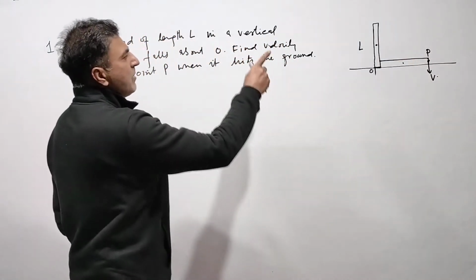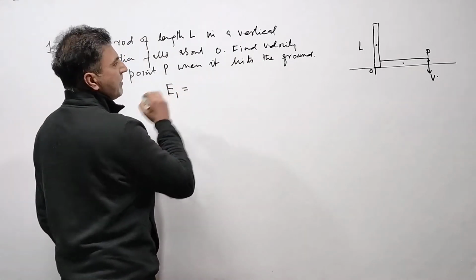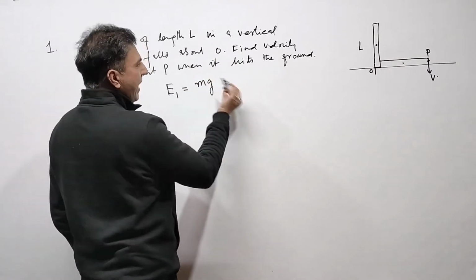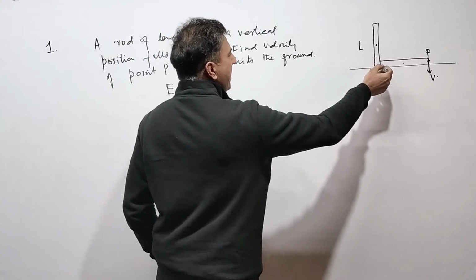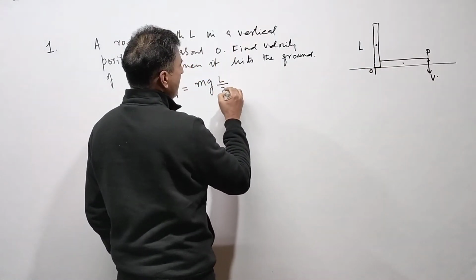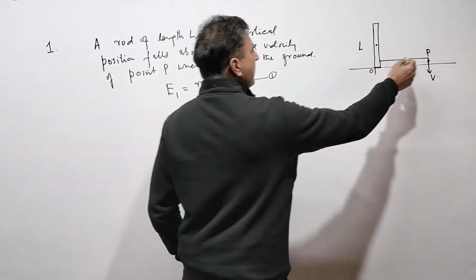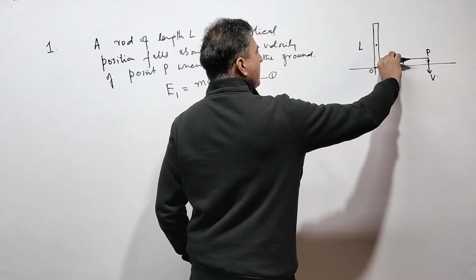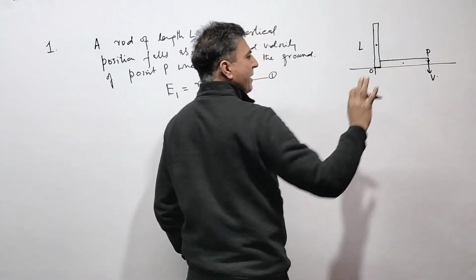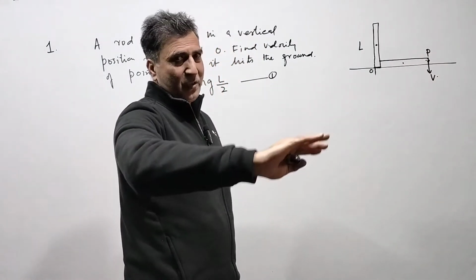So what is the energy when the rod was in the erect position? Energy E1, the initial energy, is mg h. But what is h? It is the position of its center of mass, that is L by 2. First equation. When the rod falls onto the ground, it has pure rotational energy about this point, because when the rod is flat on the ground, the potential energy will be zero, because it is just flat on the ground.